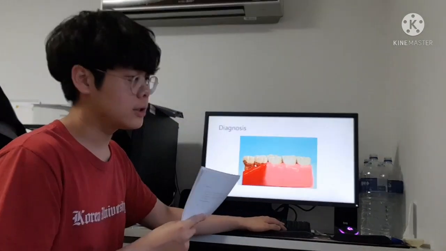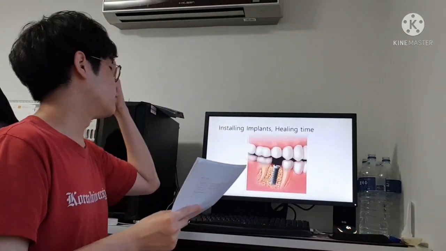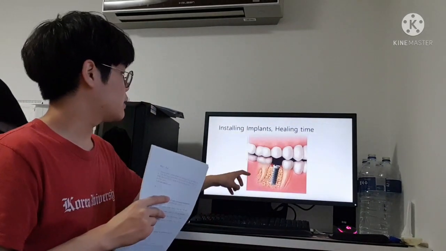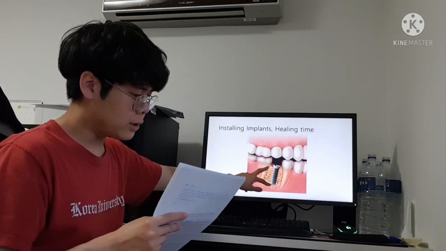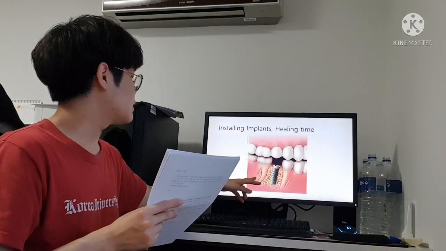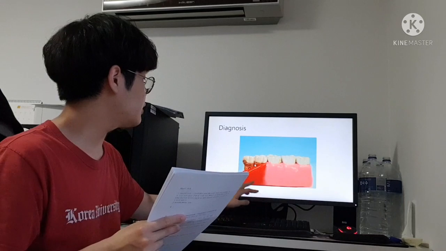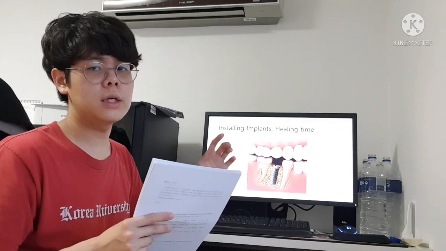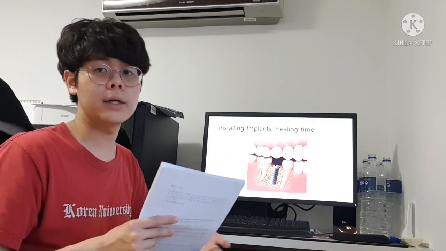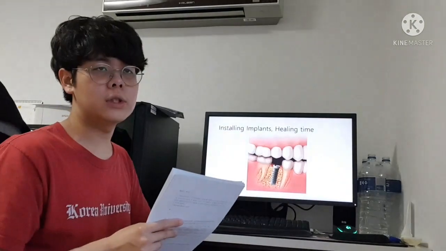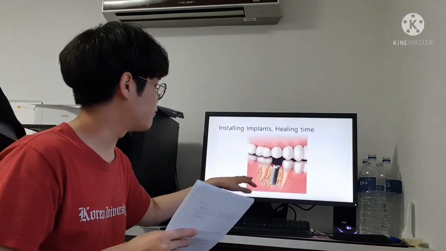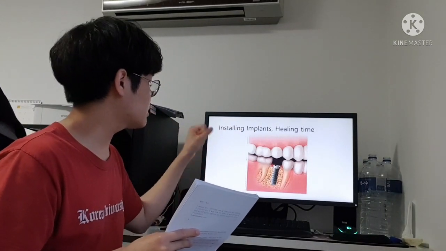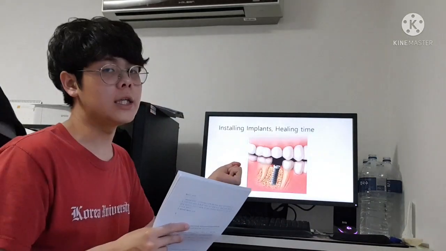And once we diagnose the patient's condition, we install implants and wait for healing time. As you can see, we install implants on the alveolar bone, and if patients have serious bone loss, we rebuild the bones. In this case, we take some bone from other parts of the body, or use another medium, so we can rebuild the bones. And after that, we install the implant and wait for healing.